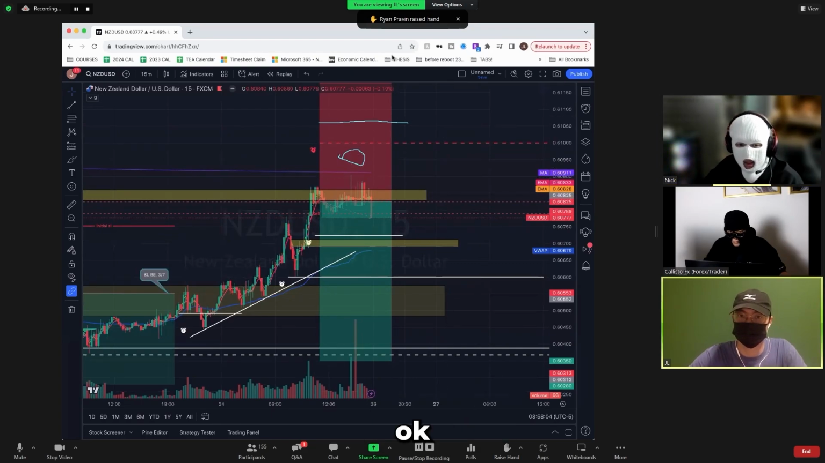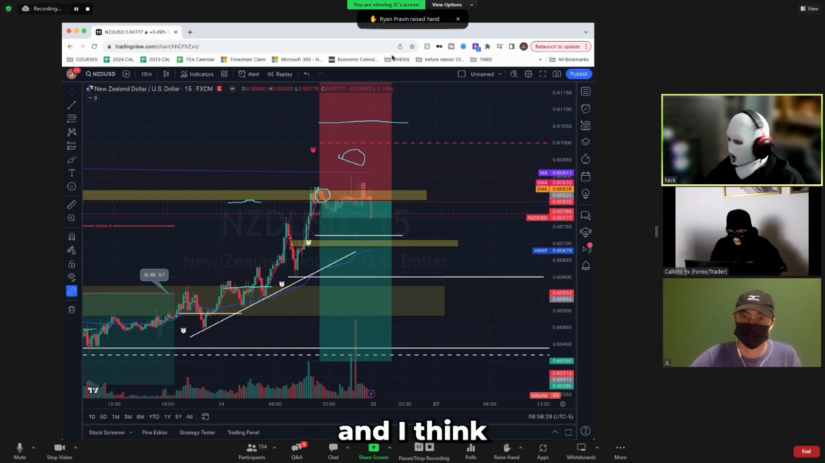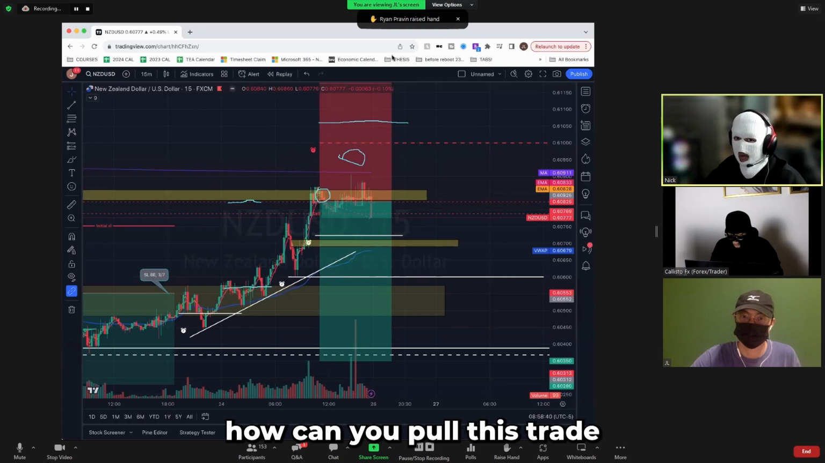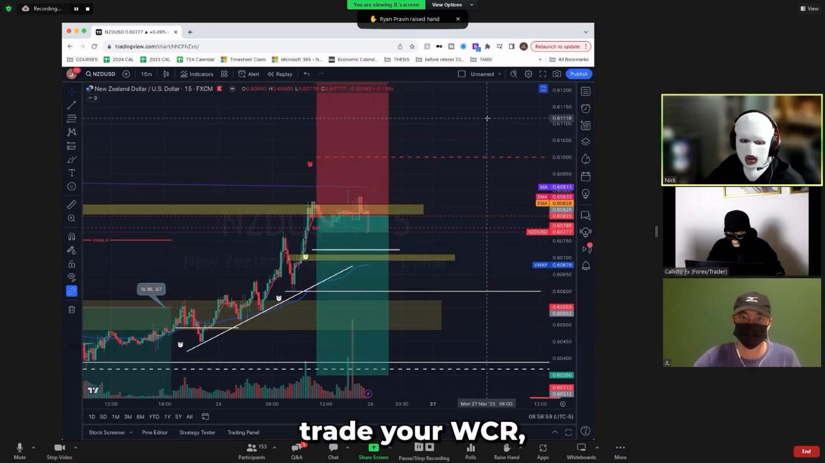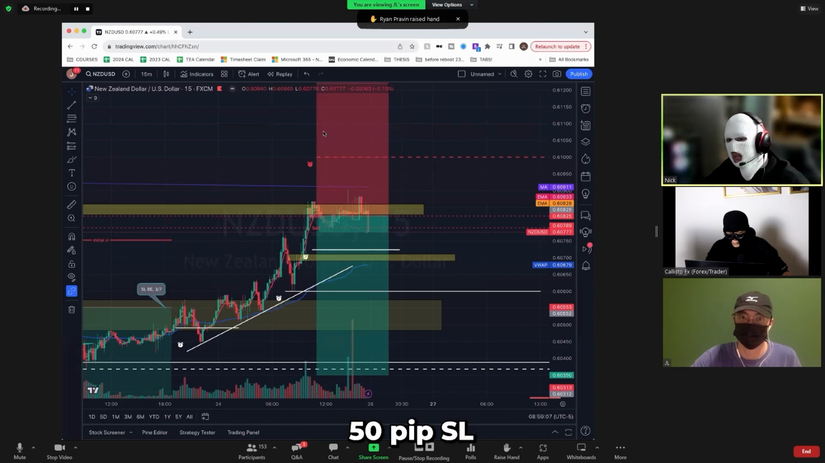But just based on this alone, this trade idea is pretty valid. Using your WCR range, you have your range from here to here, and price rejected off, you entered off a bearish candle, your stop loss is pretty conservative at 50 pips, targeting a 1:1. And I think that's completely fine because you're relatively new. The more you trade the WCR, the more you will start to understand how you can potentially refine your SL. As you trade the WCR more and more, you will start to see what is a reasonable SL. Do I really put a 100 pip SL? Do I really need to put a 50 pip SL?